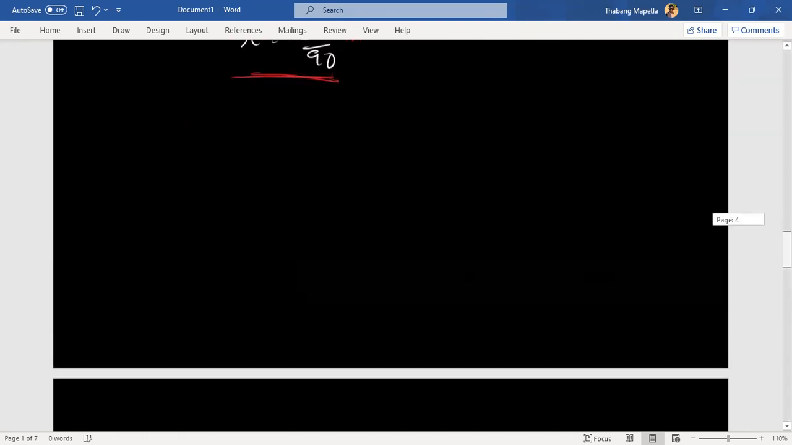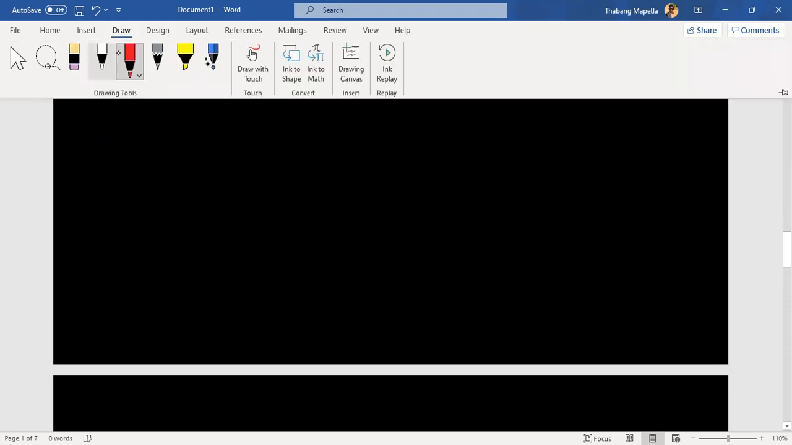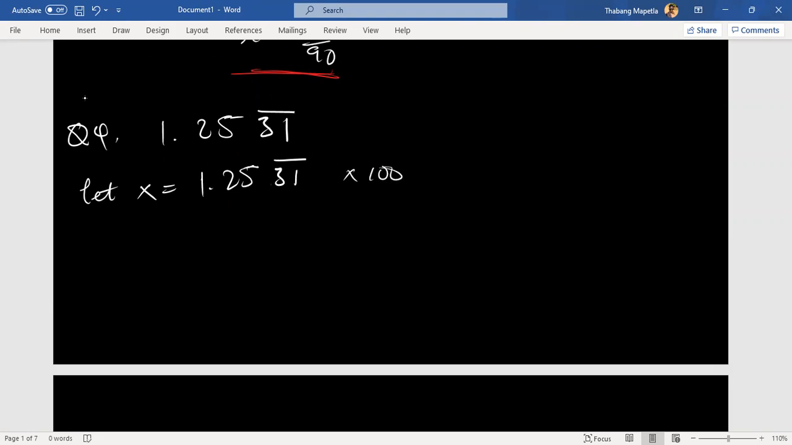Let me just try another, slightly harder one. I think it's 1.2531 bar. When you are to find the fraction of this one, remember the first step: you let x be whatever number we have there. The next step is to move the decimal, so we multiply by 100, because we have 2 digits before the repeating part. Our major aim is to bring the decimal here, so therefore multiply by 100.